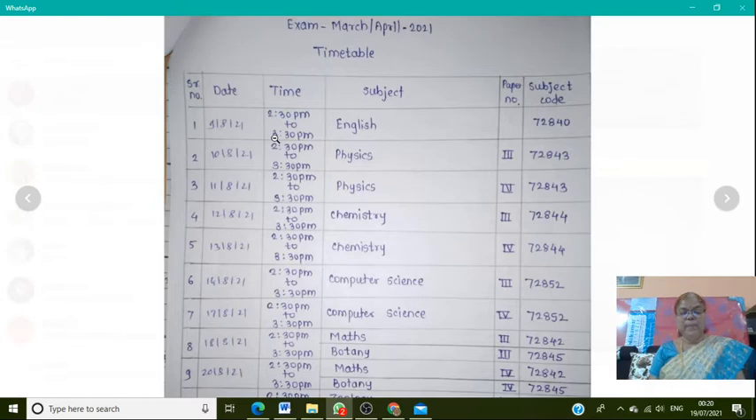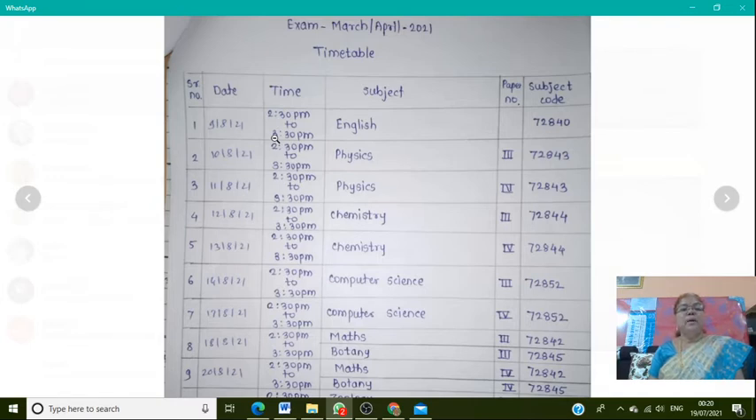First unit, chemical energetics. Second unit, chemical equilibria, is deleted, it is not for your exam. And third topic, kinetic theory of gases, and fourth topic, chemical kinetics. So prepare well the Chemistry paper 3.